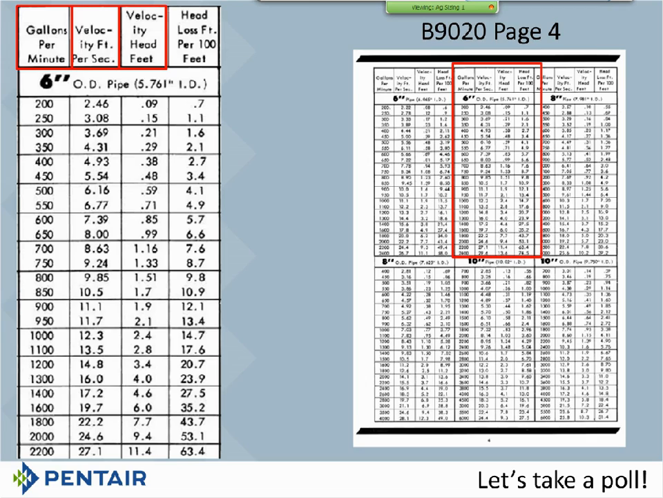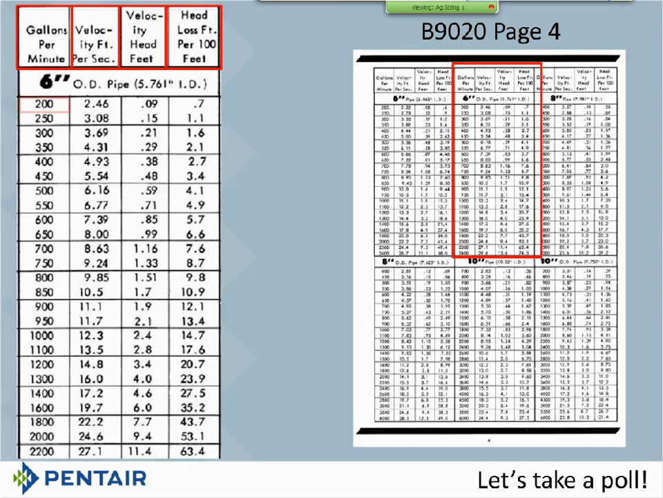This is a formula that Bernoulli came up with to help us to understand that we're turning the speed of the water into energy. Okay. And then the last column gives us the head loss per 100 feet of pipe. We use the Hazen-Williams formulas.